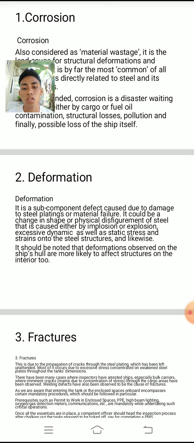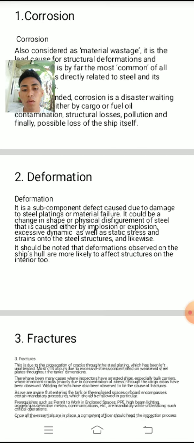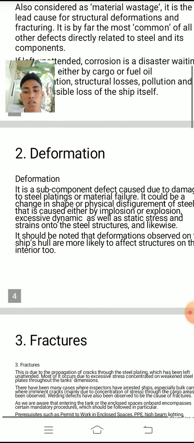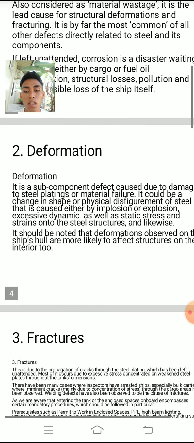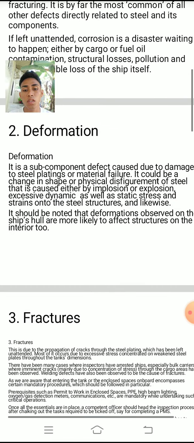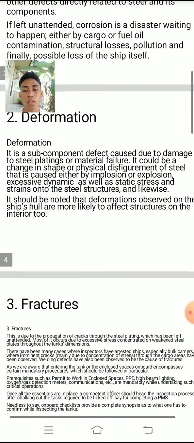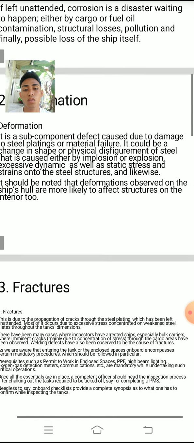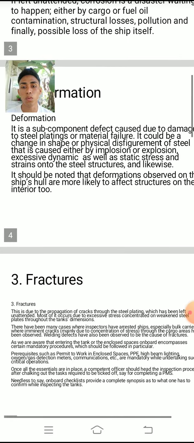It could be a change in shape or physical disfigurement of steel that is caused either by inflammation and explosion, or excessive dynamic as well as static stress and strains on the steel structures and likewise. It should be noted that deformations observed on the ship's hulls are more likely to affect structures in the interior too.